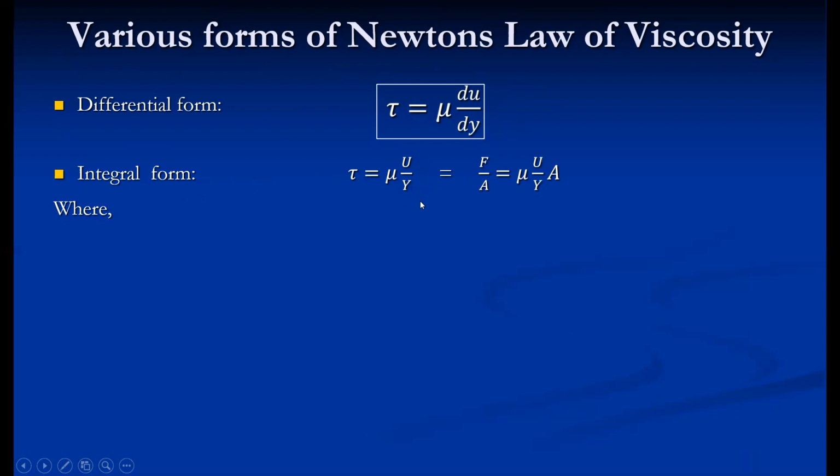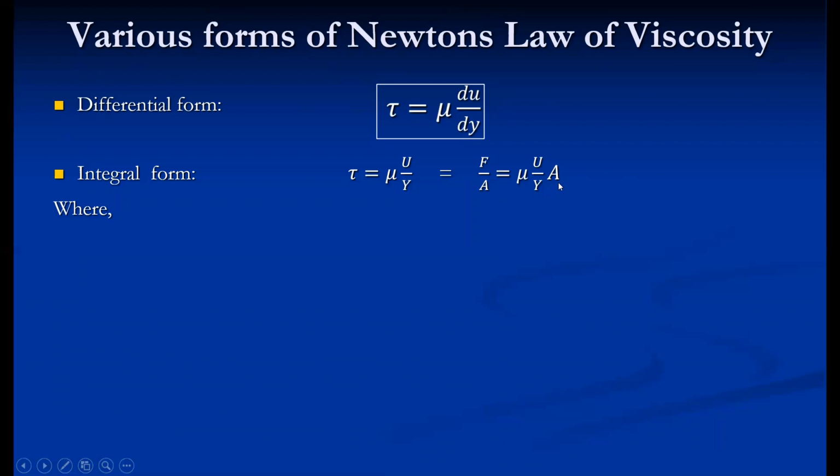We can convert this equation, because for linear, instead of du, that is final velocity minus initial velocity, and initial velocity is 0, we can put a capital U. And instead of dy, we can put capital Y. So tau is equal to mu into U by Y. Tau is nothing but shear stress, which is force divided by area.